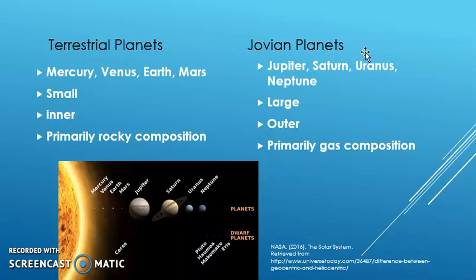They're a lot larger than the terrestrial planets. They're also farther away, so they're sometimes called the outer planets. And they're made up of mostly gases, so they're sometimes called the gas giants because there's so much more gas and they're so much larger than the terrestrial planets.